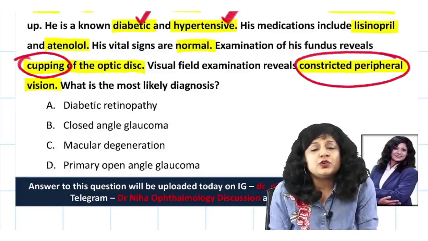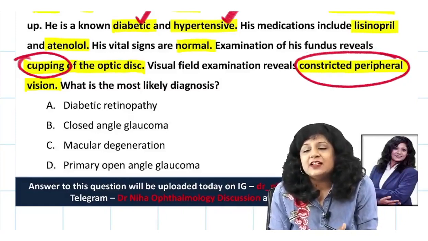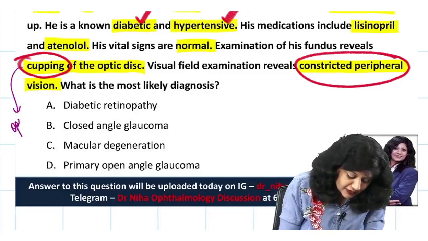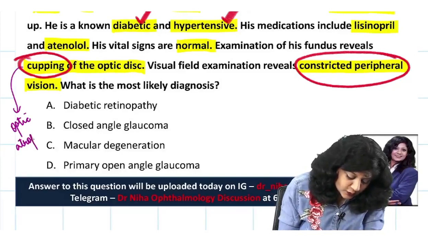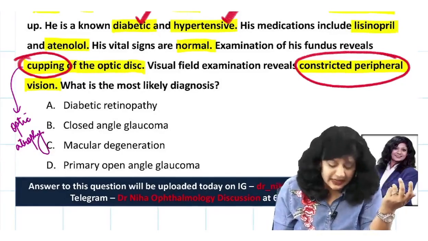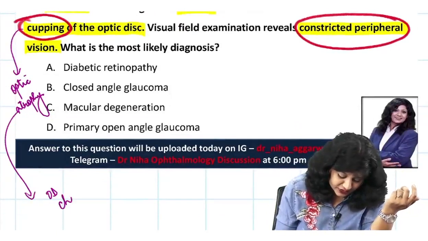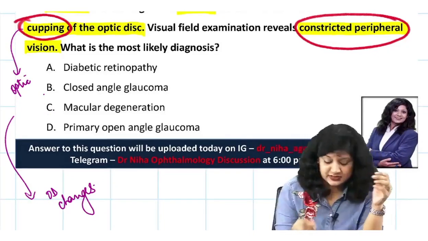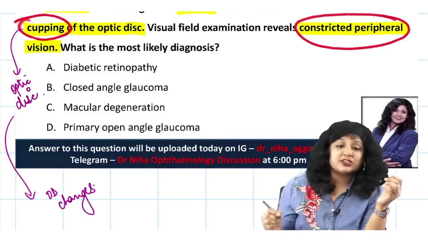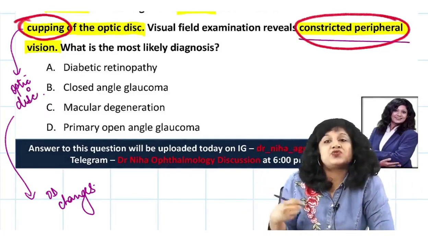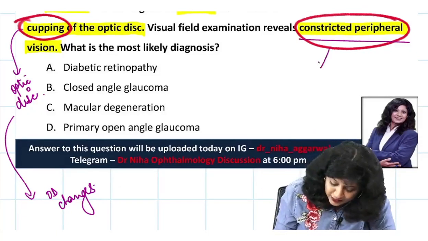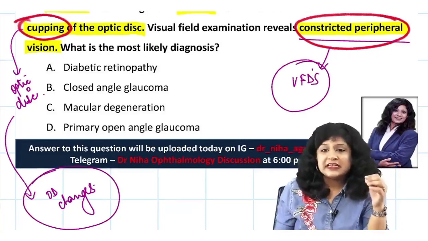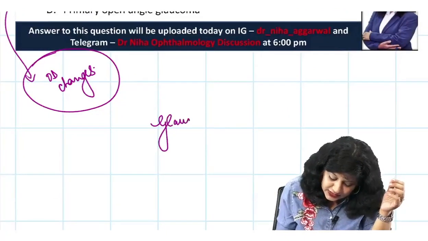Now first of all, what do you mean by cupping and what does it indicate? Cupping means that you are having optic disc changes. Not the atrophy, it is the optic disc changes that we are having. Along with this I also have a constricted peripheral visual field defect. So can you see what these changes are? Basically they are pointing towards glaucoma.